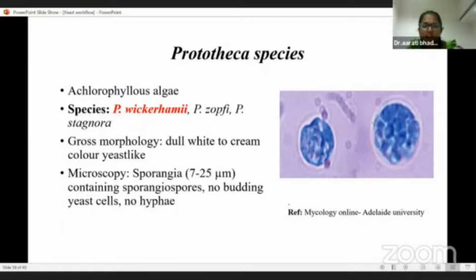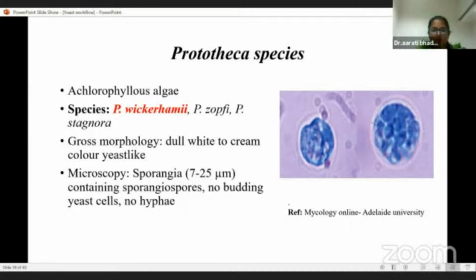Lastly, I will talk about Prototheca species. Actually, it is not a fungus. It is a chlorophyllous alga, which will give a yeast-like colony on Sabouraud dextrose agar. The important species in humans is P. wickerhamii. Other species are P. zopfii and P. stagnora. On the gross morphology, they will give dull white to cream color yeast-like colonies.